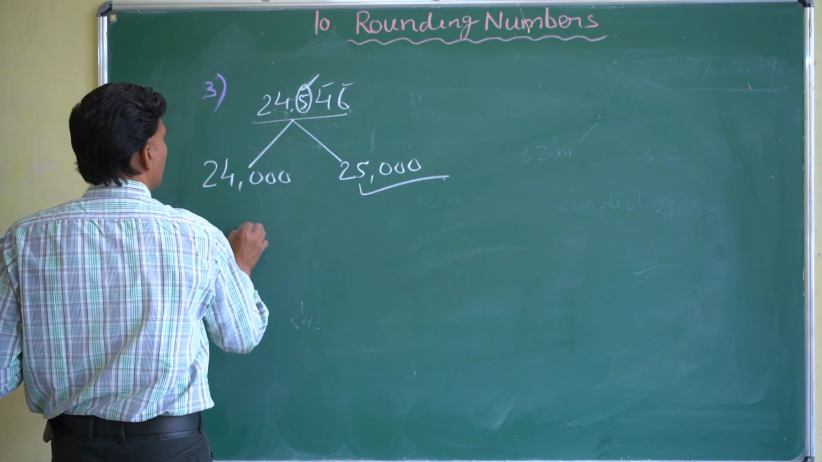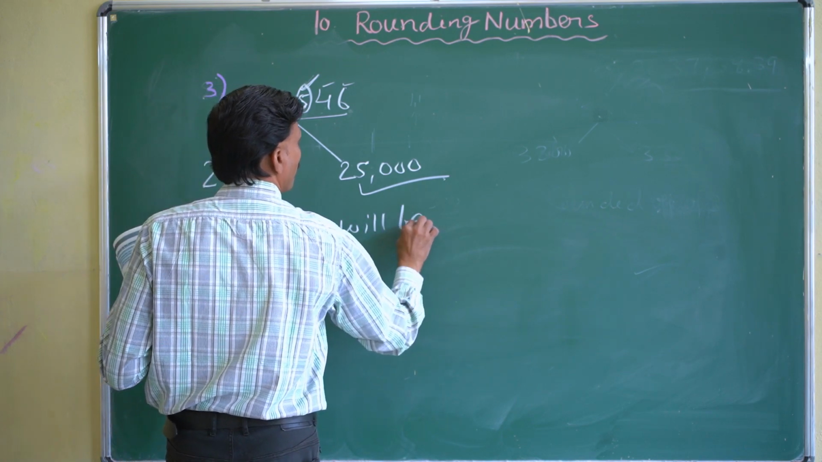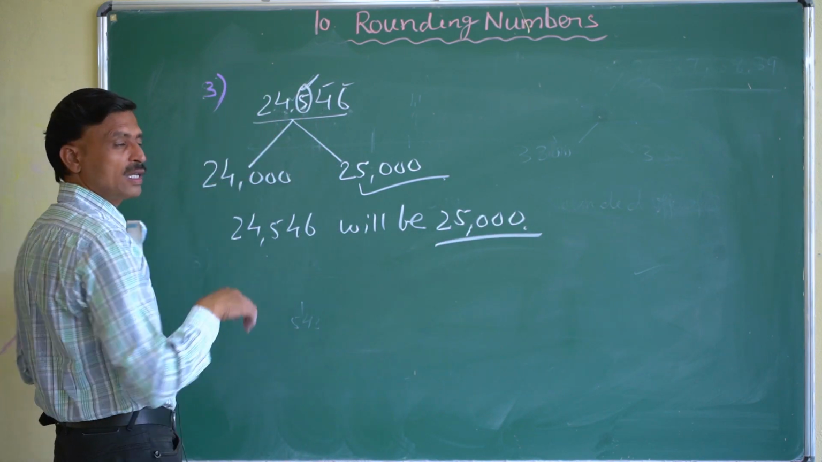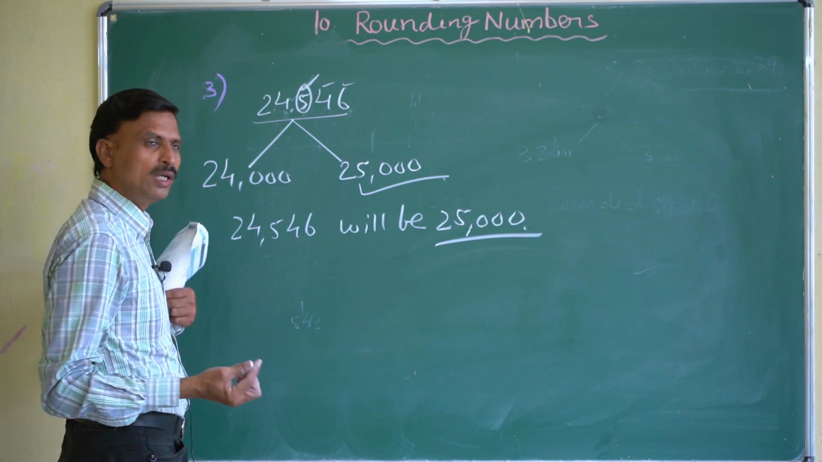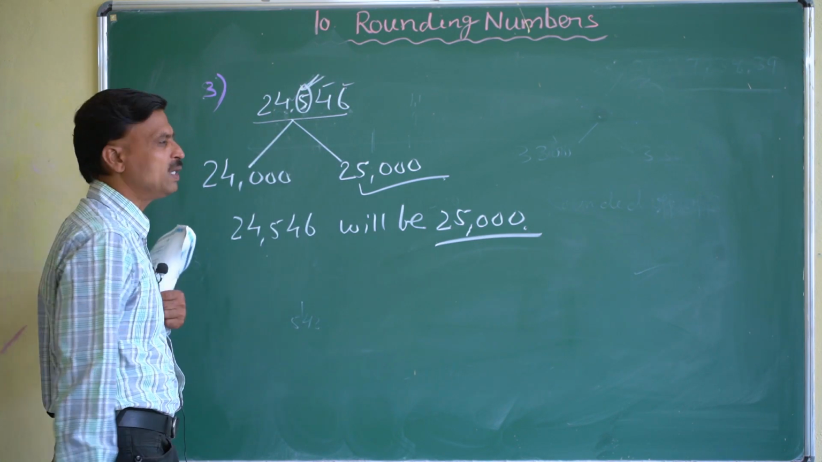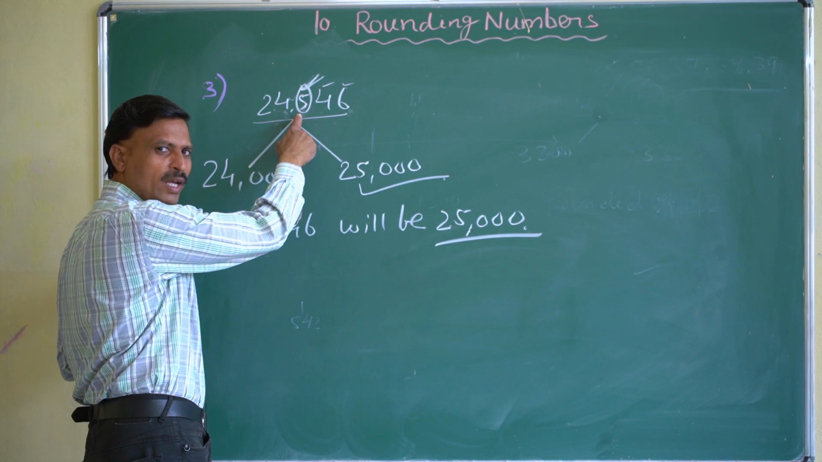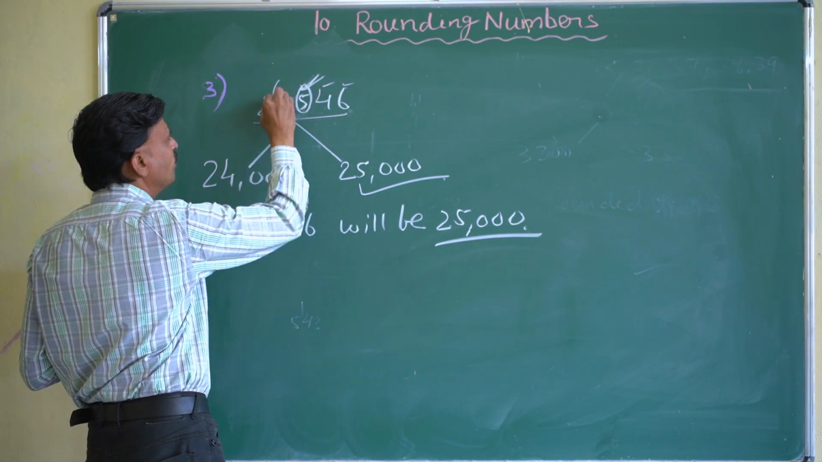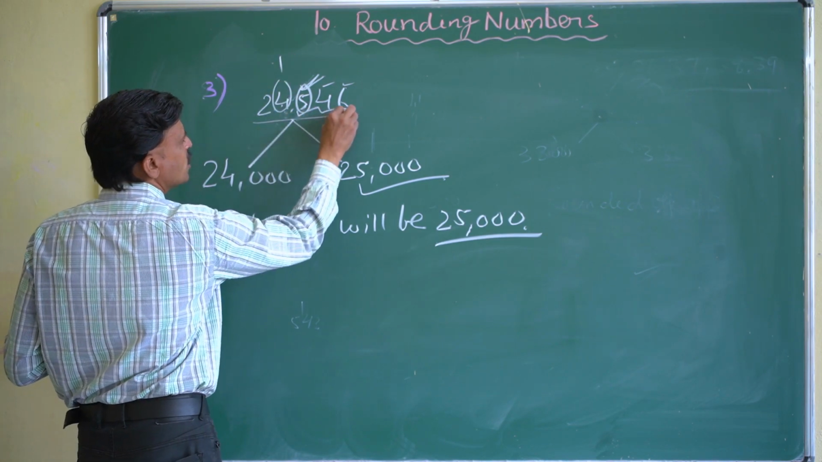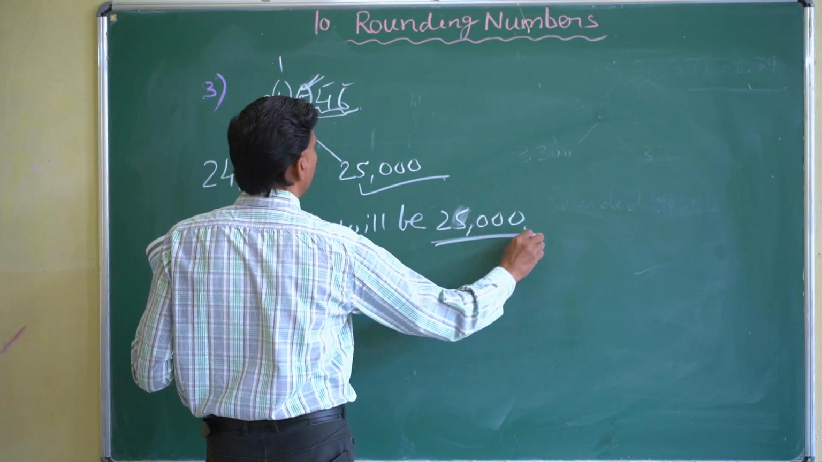So the round off value of 24,546 will be 25,000. Why? Again I am telling, this time we are rounding off to the nearest 1000. We'll see the digit at the 100 place. The 100 place digit here is 5. Since the 100 place digit is 5, the 1000 place digit, that is 4, will be increased by 1, meaning from 4 it will be 5, and these 3 digits become 0. So the answer is 25,000.